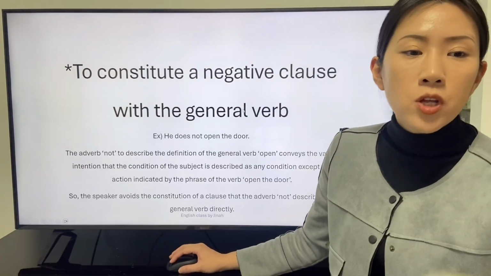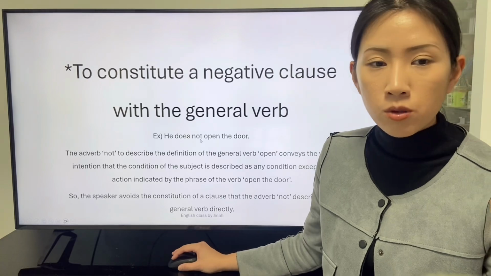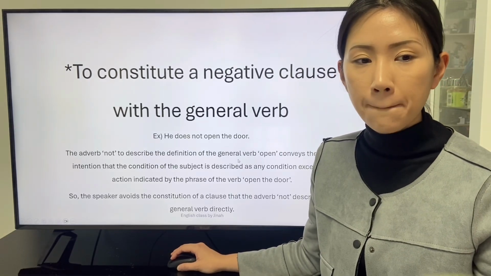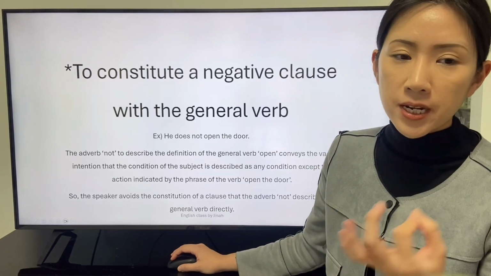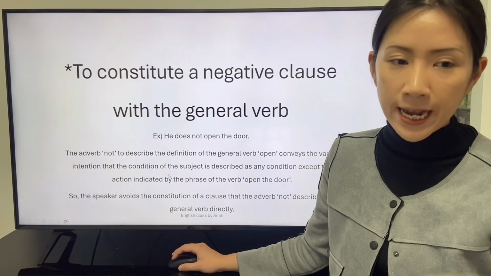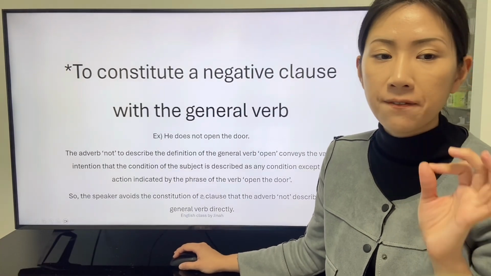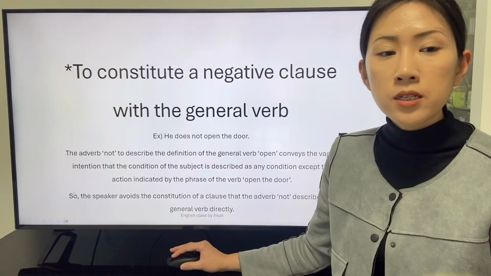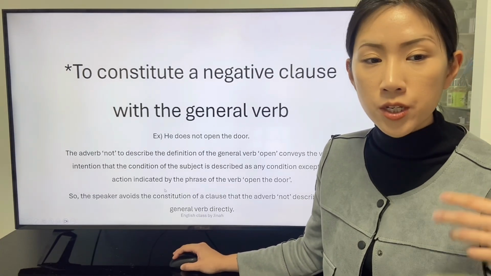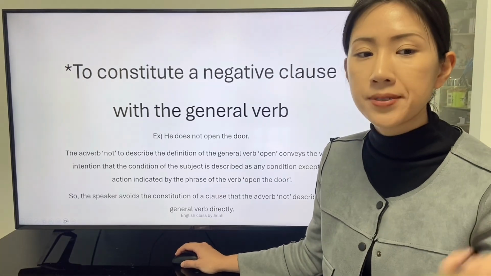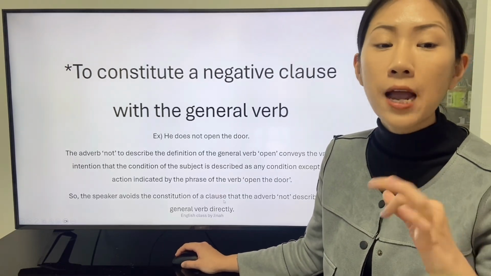The adverb not, to describe the definition of the general verb open, conveys the vague intention that the condition of the subject is described as any condition except the action indicated by the phrase of the verb open the door. So the speaker avoids the constitution of a clause in which the adverb not describes the general verb directly.